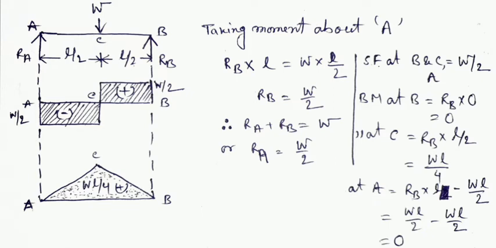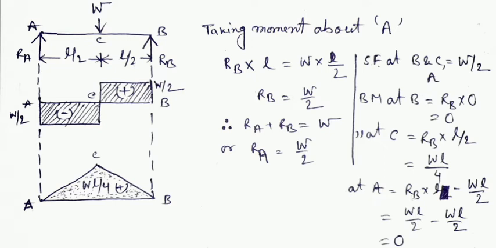From these equations we may find the value of RB, that is W by 2, and we also know that the total reaction force equals the total downward load applied on the beam. So from here we can also find the value of RA, that is also W by 2, the same as RB. Now we will calculate the shear force at points B, C, A or the whole section.